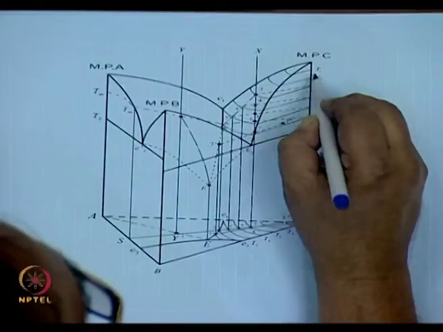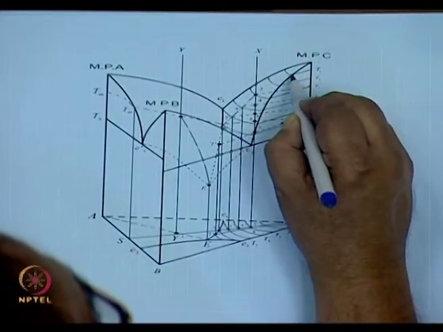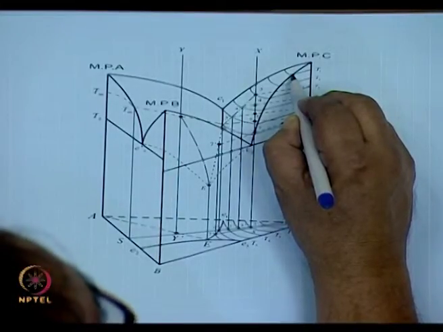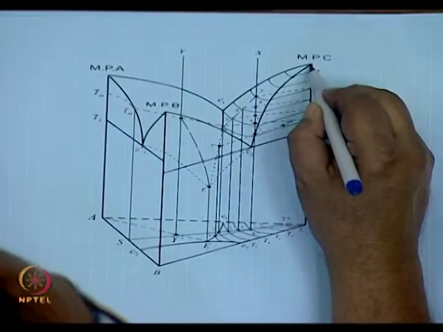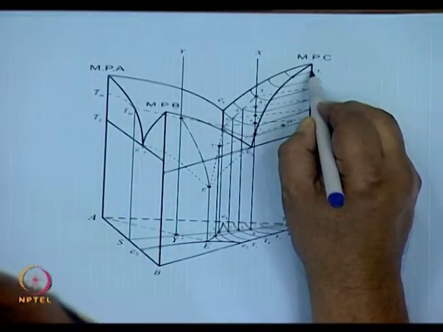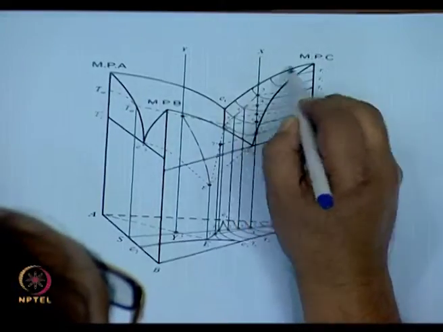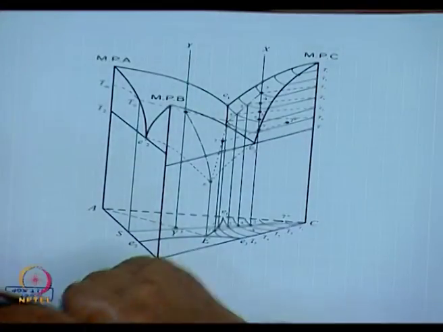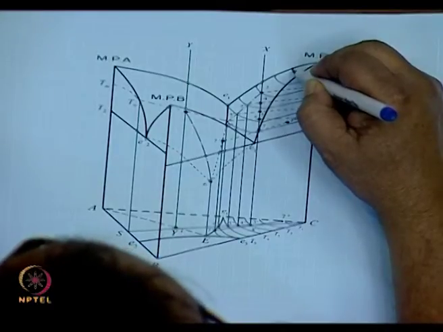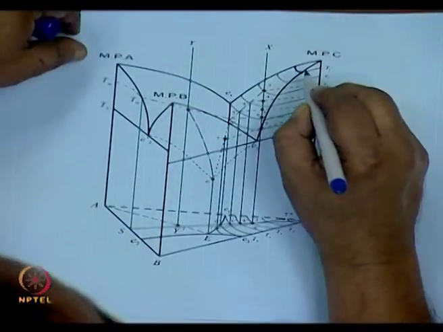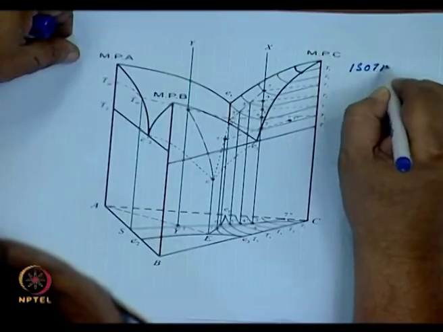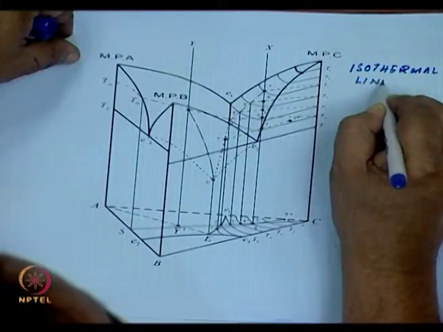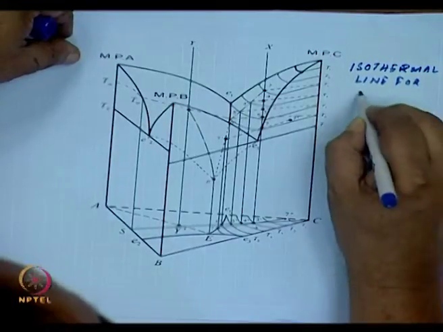You see, over here at this temperature, this T1 would cut this liquidus line over here. That is the liquidus of A3C. The same temperature line would cut the liquidus of E1C over here. And the whole surface is curved. As a result, this represents the isothermal line for T1.